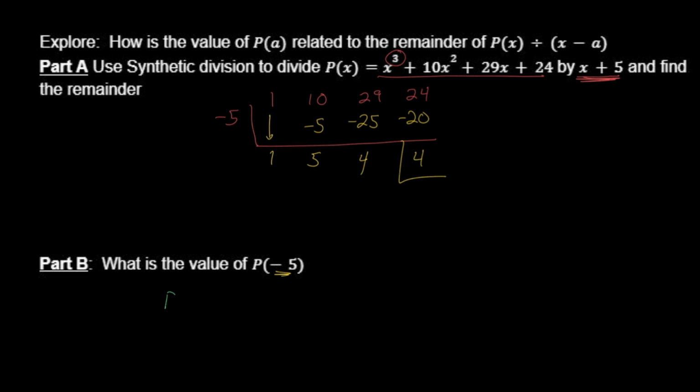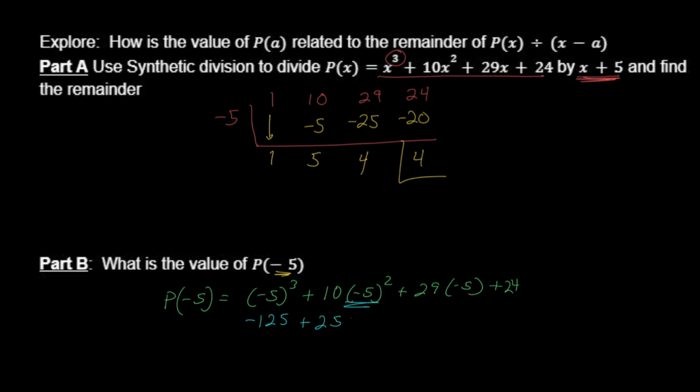Now we're going to compare this to what P of negative 5 comes out to be. So if I replace x with negative 5, and go negative 5 to the third power plus 10 times negative 5 squared plus 29 times negative 5 plus 24. And if I quickly simplify this, I know this is negative 125. Negative 5 squared is positive 25, and positive 25 times 10 is positive 250.